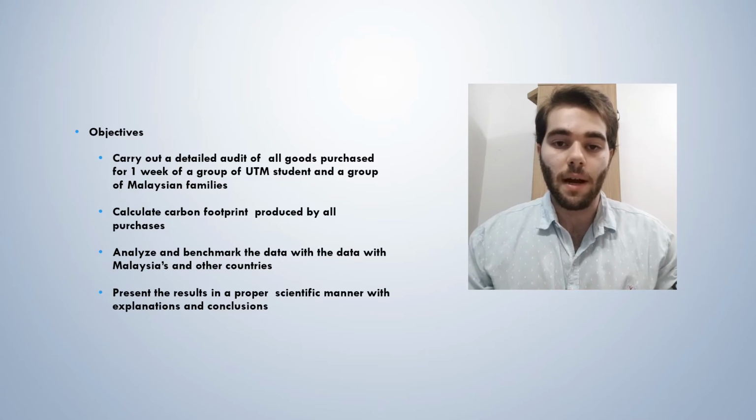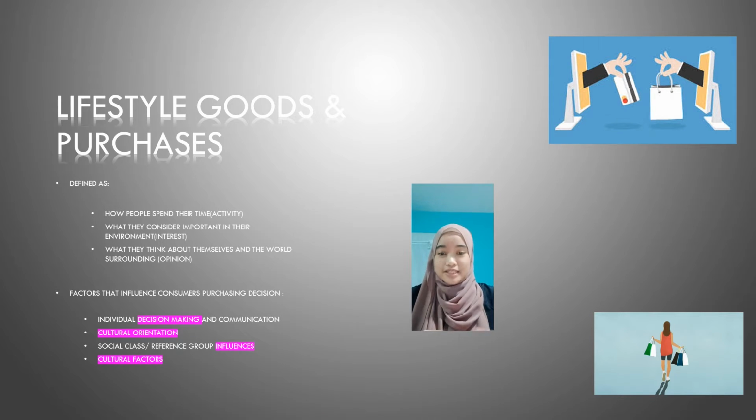a proper scientific manner. Thus, goods and purchases are defined as how people spend their time, what they consider important in their environment, what they think about themselves and the world surrounding. So, factors that influence consumers' purchasing decisions are individual decision making, cultural orientation, social classes, and cultural factors.